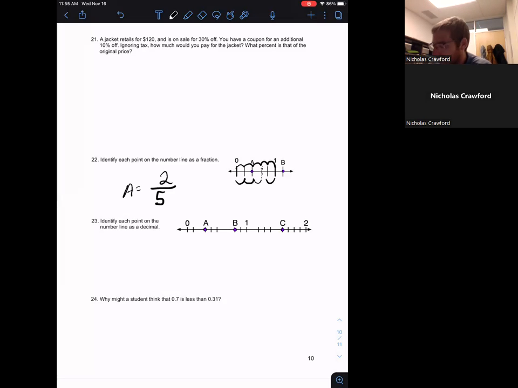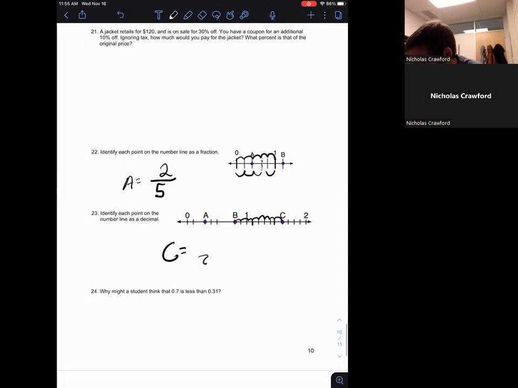So if I were to do 23, let's try 23. Let's do C. So there's 1, 2, 3, 4, 5, 6, 7, 8. So I know my denominator is going to be 8, which isn't super nice for us, but that's okay. Oops, I did between B and C. Let me change that. Sorry. I need to go between 1 and 2. So let's do this one.